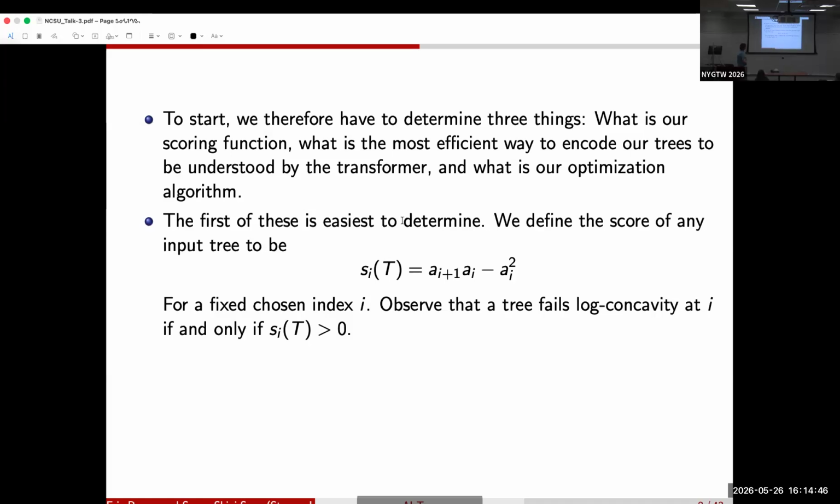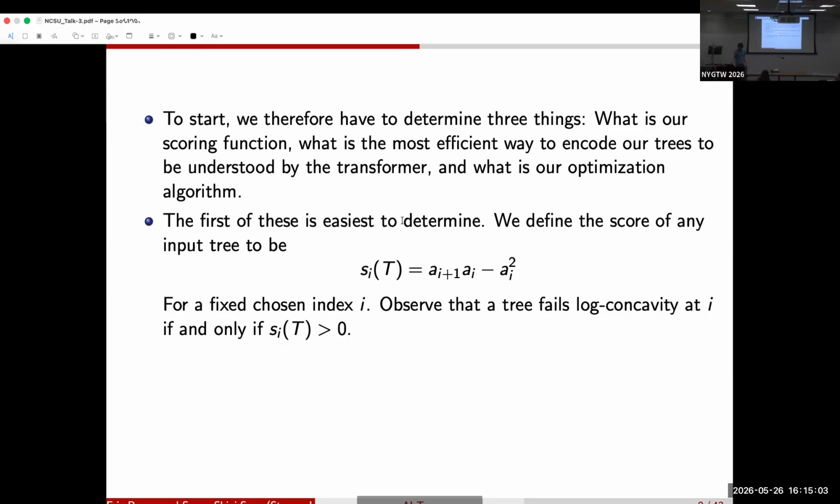Yes. Thank you. This should be a_{i-1}. So observe that a tree fails to be log-concave at the index i if and only if the score is positive, right? By definition of the log-concavity condition.